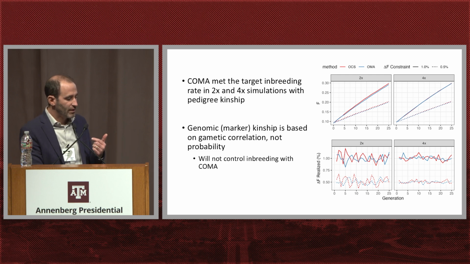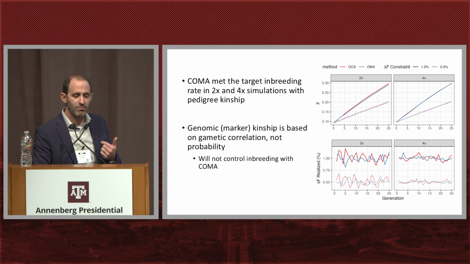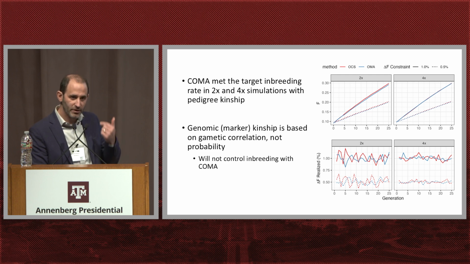This is based on how you measure inbreeding. I talked about the probability of IBD. That comes from a pedigree model. So even though we're doing genomic selection to predict the merit and the marker effects, we are using the pedigree kinship to calculate our inbreeding rate.